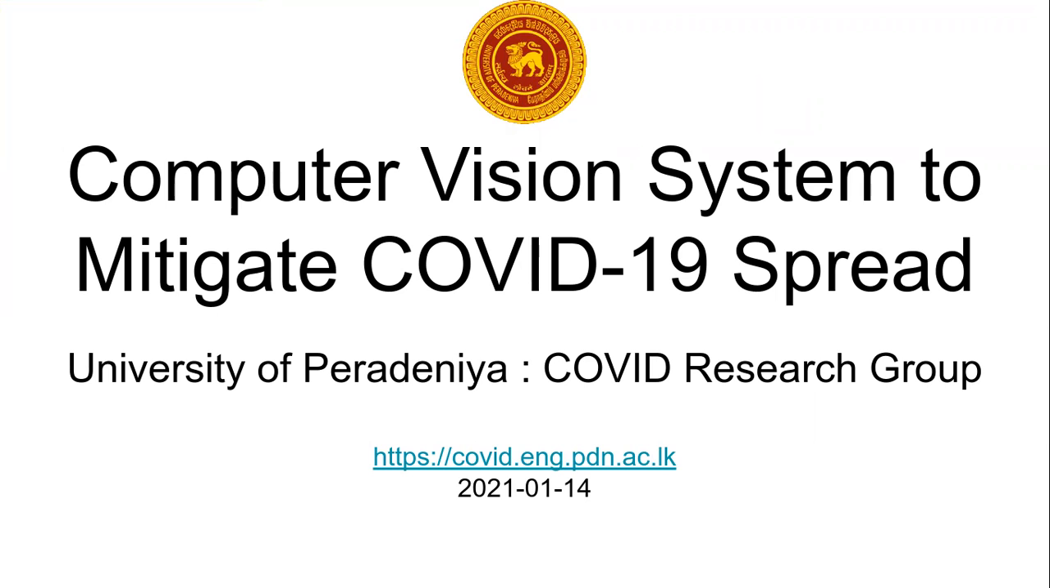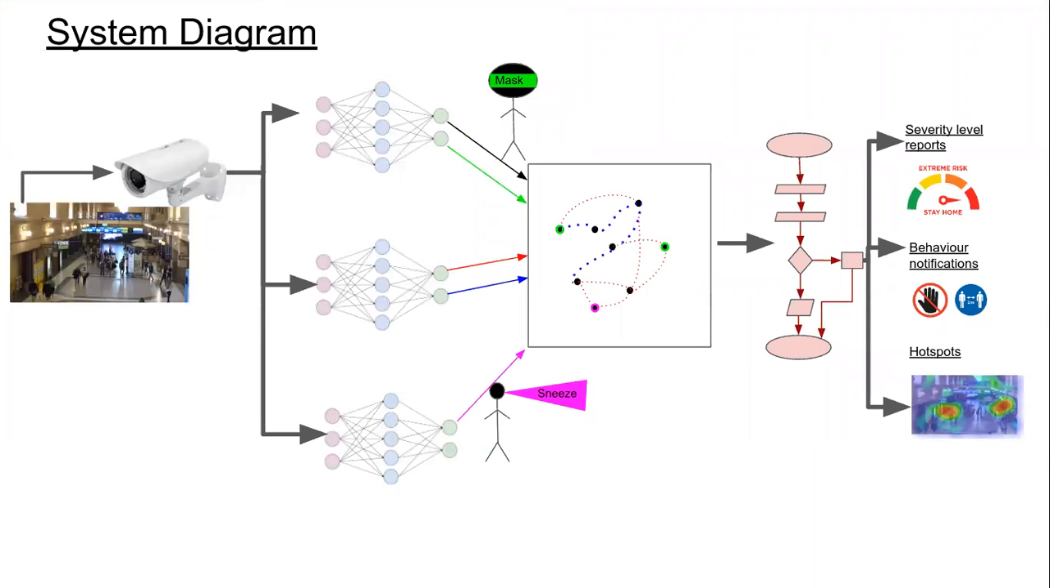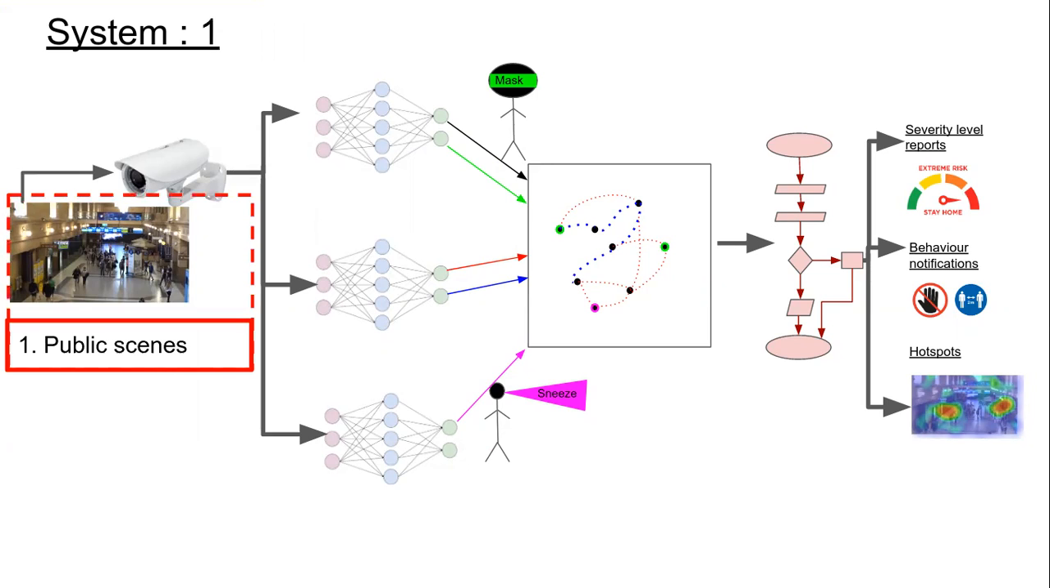covid.eng.pdn.ac.lk. So let's start. This is a system diagram of the overall system that I am going to explain. You can see it works on video inputs, and we have algorithms in the middle, which are neural networks and other sequential algorithms, and you have outputs such as severity level reports, behavior notifications, and hotspots. Let's go into individual aspects of this system and have in-depth discussions about each and every one of them.